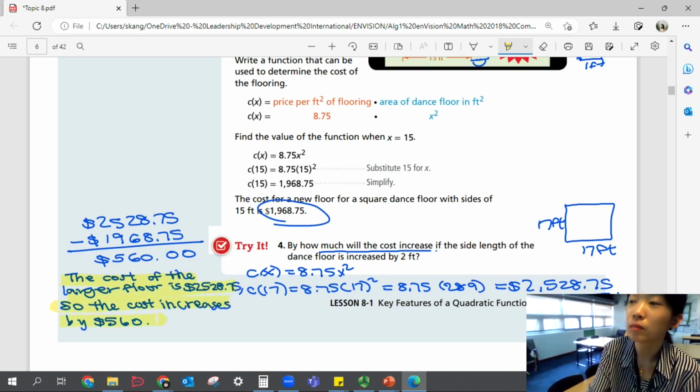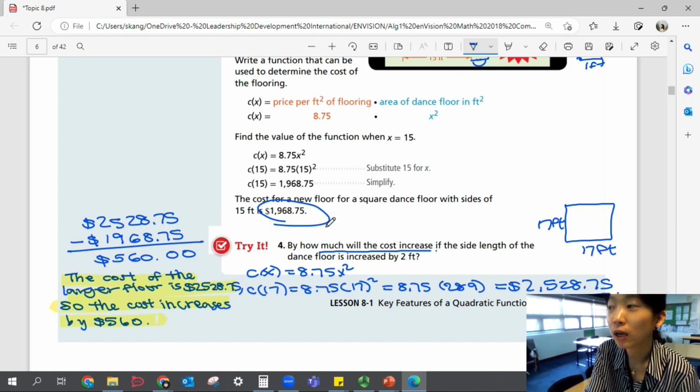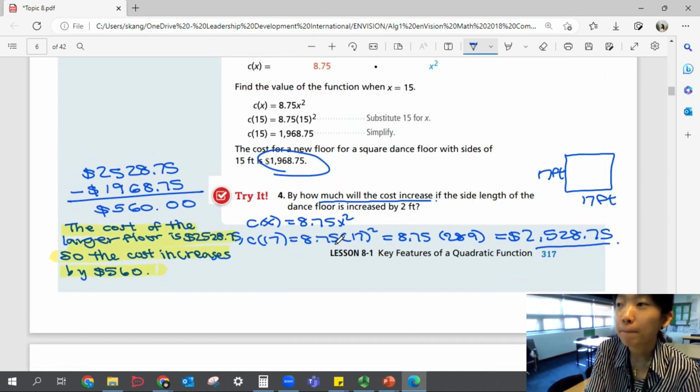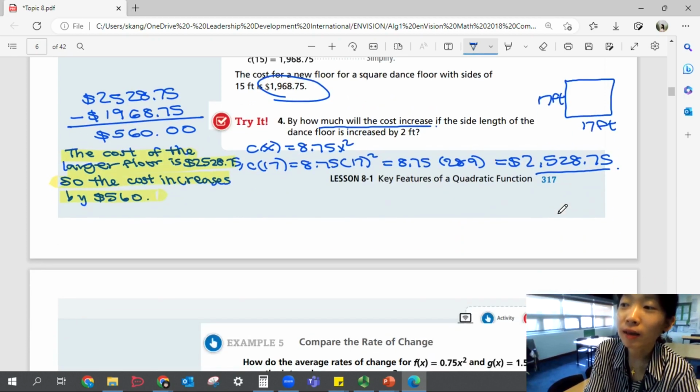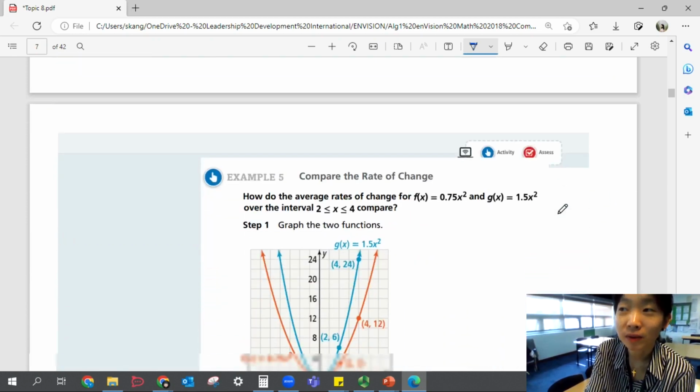Okay? All right, check your answers. If you didn't subtract them to get the final answer, then you didn't get full points. But $560 would be correct. All right, one last example, and we're done with the lesson.